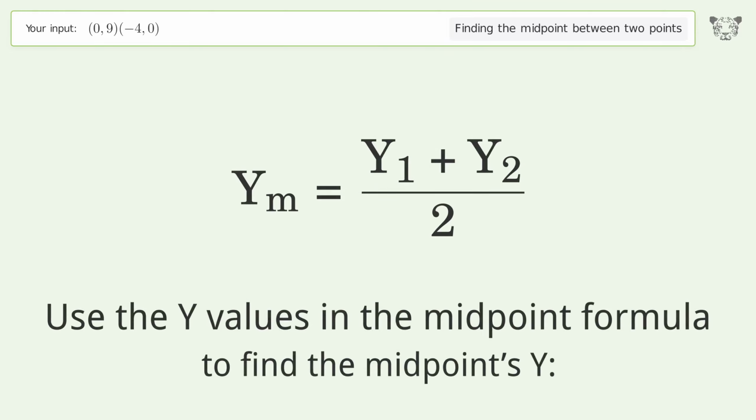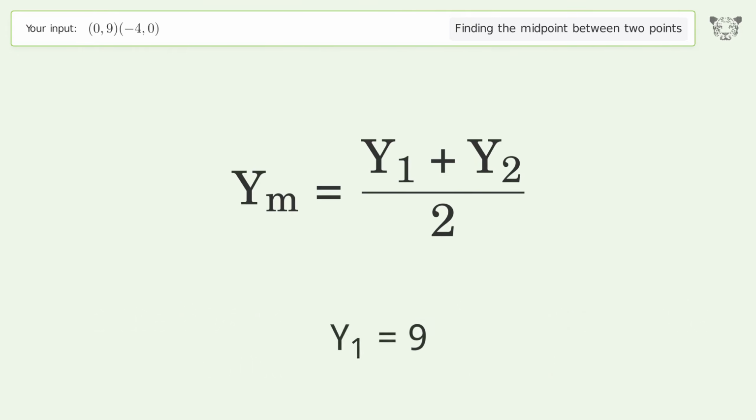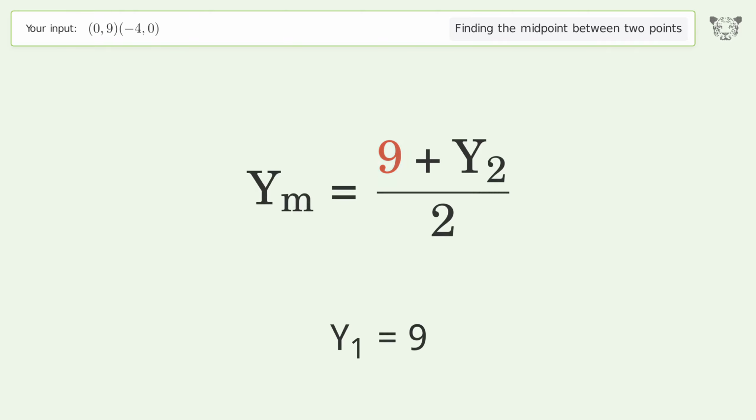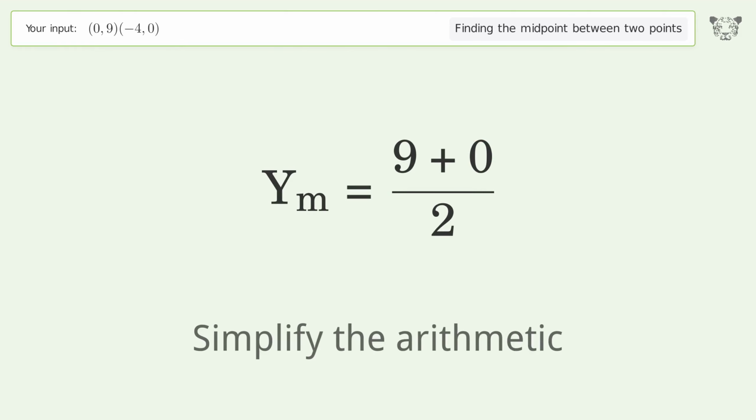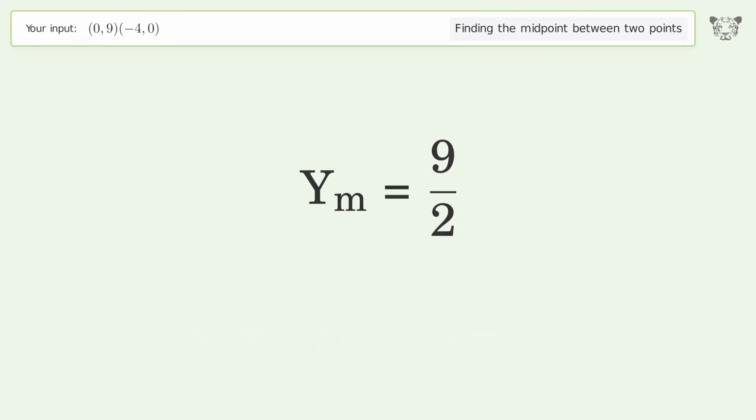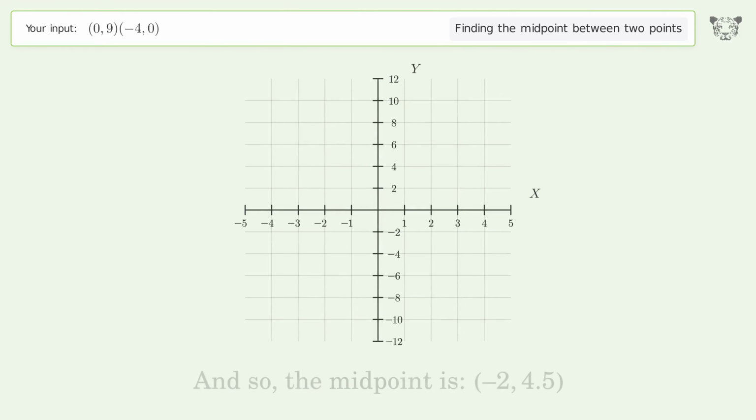Use the y values in the midpoint formula to find the midpoint's y. y1 equals 9. y2 equals 0. Simplify the arithmetic. And so, the midpoint is -2, 4.5.